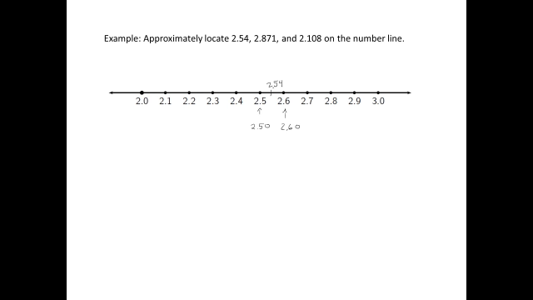2.871 is in between 2.800 and 2.900. 2.871 is going to be closer to 2.900 than 2.800. 2.108 is going to be in between 2.100 and 2.200. It's going to be very, very close to 2.100.